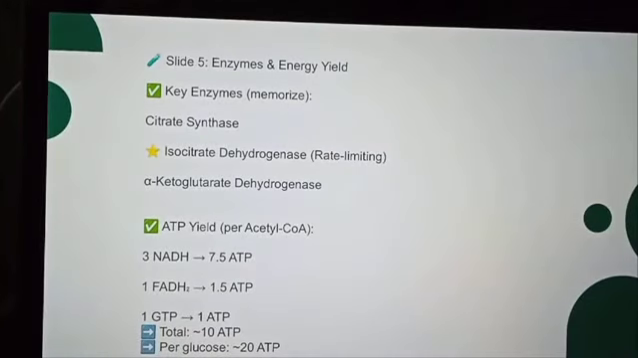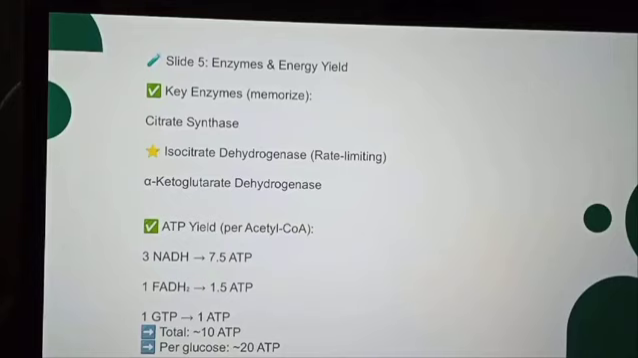Now let's talk about enzymes and energy yield. The key or important enzyme is citrate synthase, which is required in the first step, in the formation of citric acid or citrate. Isocitrate dehydrogenase is a rate-limiting enzyme, and then alpha ketoglutarate dehydrogenase.